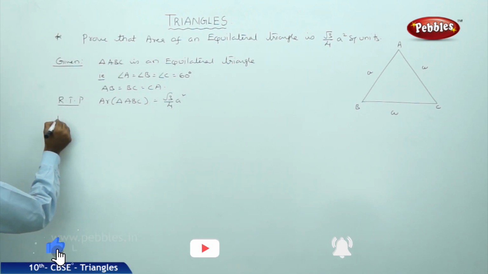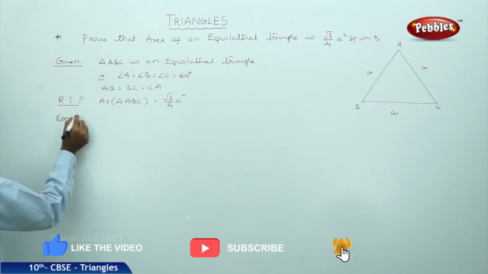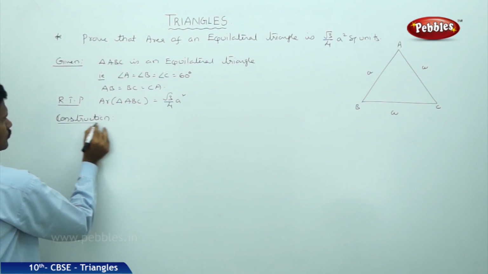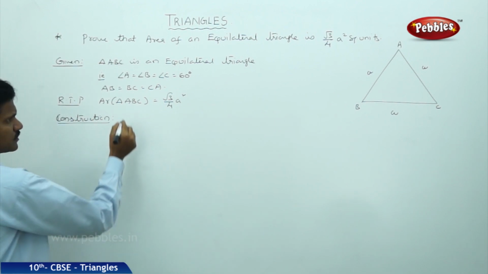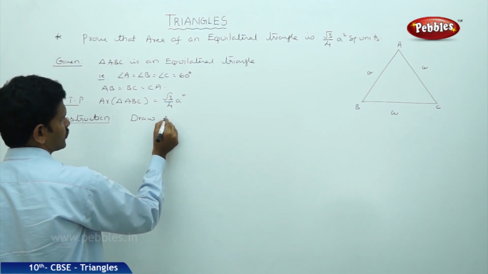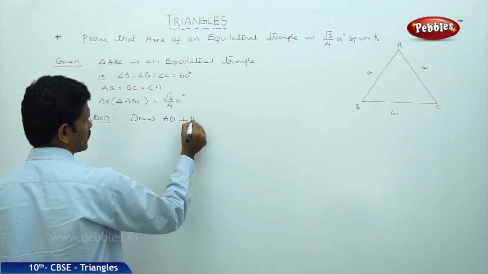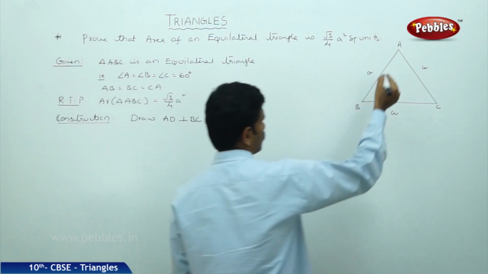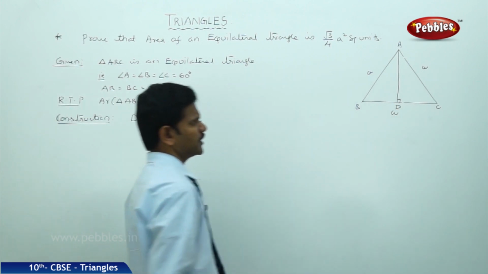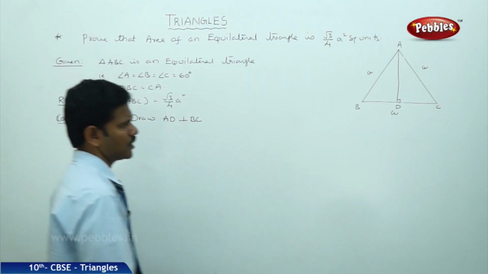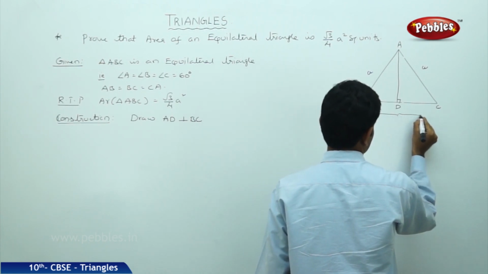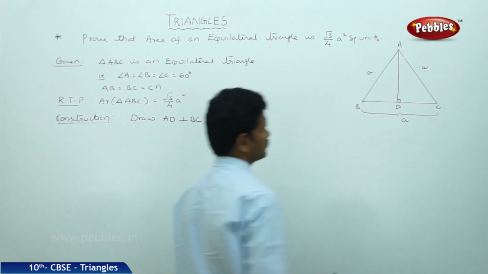Proof: construction. Draw AD perpendicular to BC. Draw a line segment AD which is perpendicular to BC. Now the measure of BC will be a.